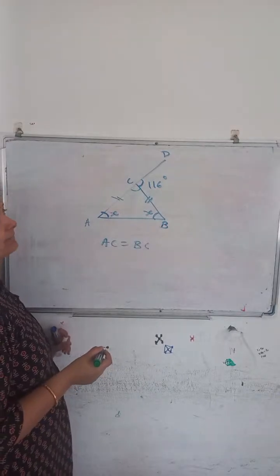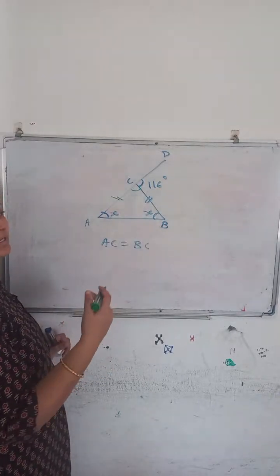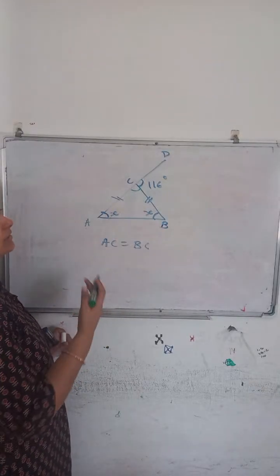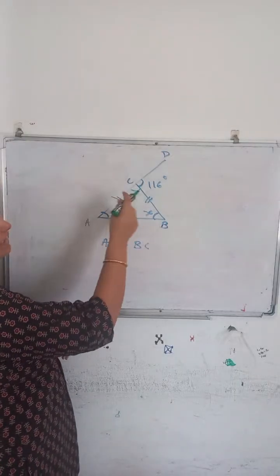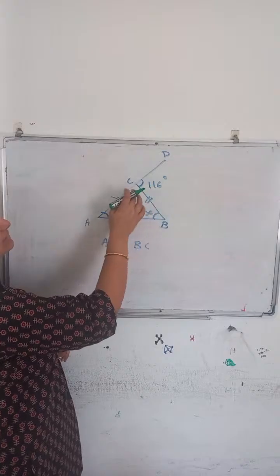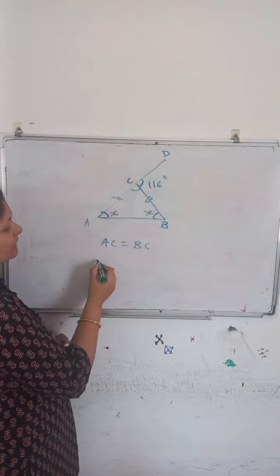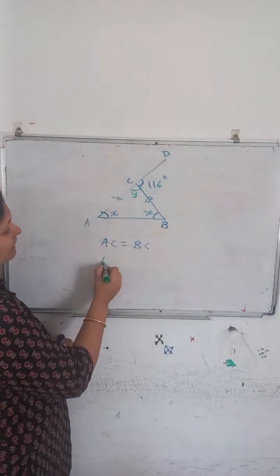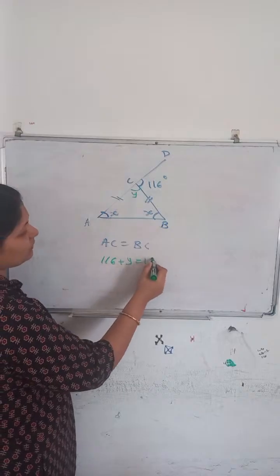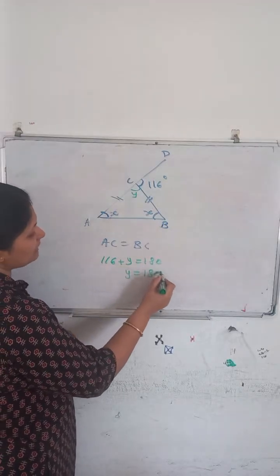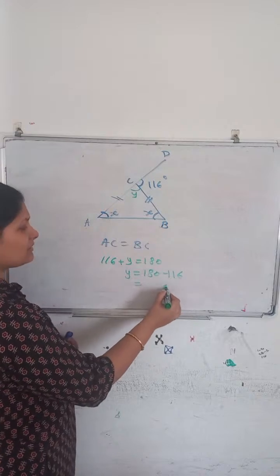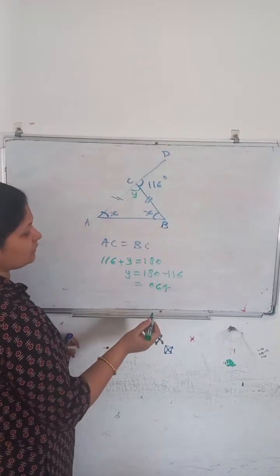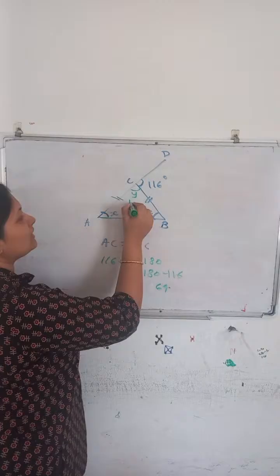And here, can you see this angle 116 and this angle is in linear pair. Because here we can't apply that exterior angle is equal to the sum of the two interior angles. So here this is 116 and this is in linear pair. Suppose I will take this as y. So 116 plus y is equal to 180. So y is equal to 180 minus 116, that is 64.